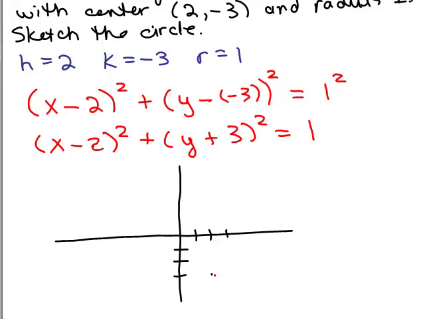So I go from here, 1 to the right, 1 up, 1 to the left, 1 down, and I draw a circle. Remember, the center is not part of the circle. And so there is the picture of this circle. Now, of course, like I said, you could instead put in numbers for x and solve for y. Very tedious, takes a long time, hard to ever see it's a circle, so it's important to recognize this equation.